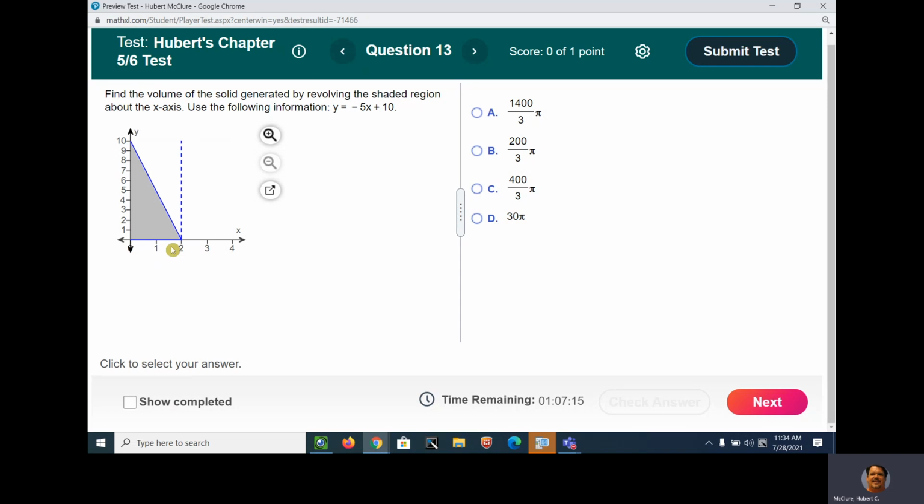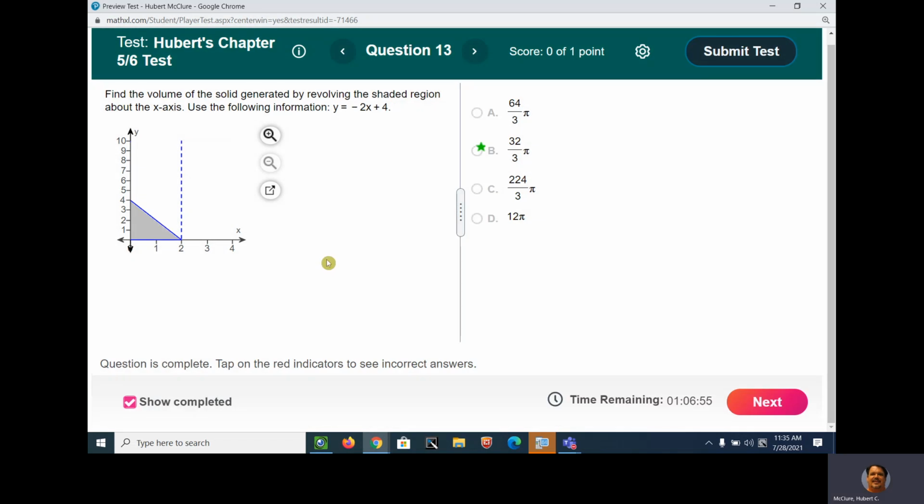0 to 2. Volume will be pi. And this function is negative 5x plus 10. So x times negative 5x plus 10. And I'll give you one with the answer. This is going to be from 0 to 2 of x, negative 2x plus 4, and crunch all that out, and you should get 32/3 pi.